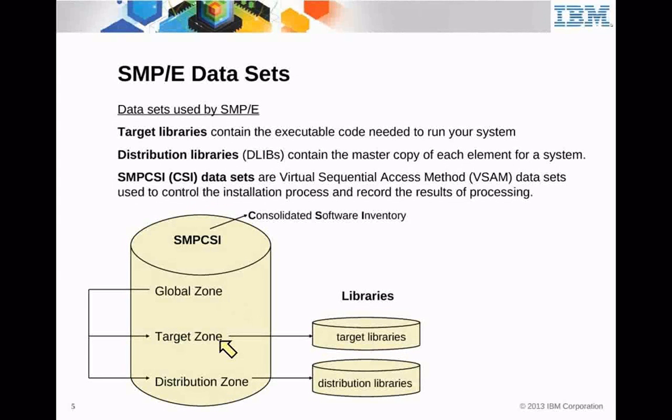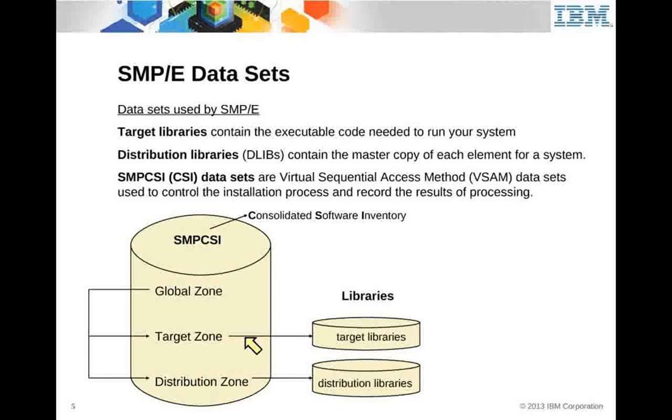The target zone, the global zone knows about the target zone, but some of the maintenance that you would put on would go through the global zone. Once the global zone knows about it, it can be applied to the target zone. The target zone is the metadata about the fixes and the target libraries. The target libraries is where the physical executables would go, or the physical macros. Sometimes they could be parameters, they could be ISPF panels, they could be any number of things that comes from IBM.